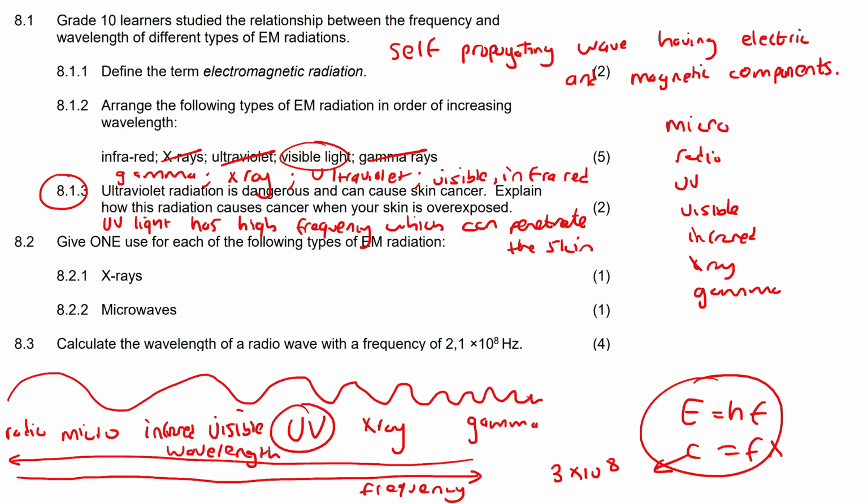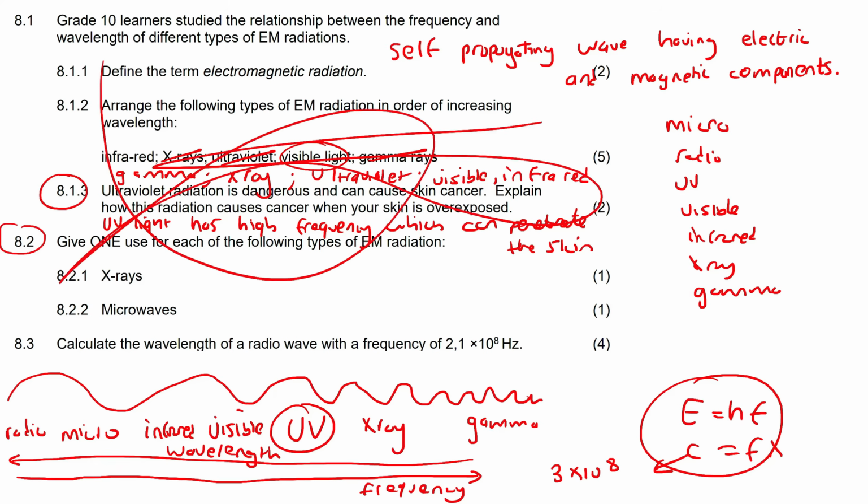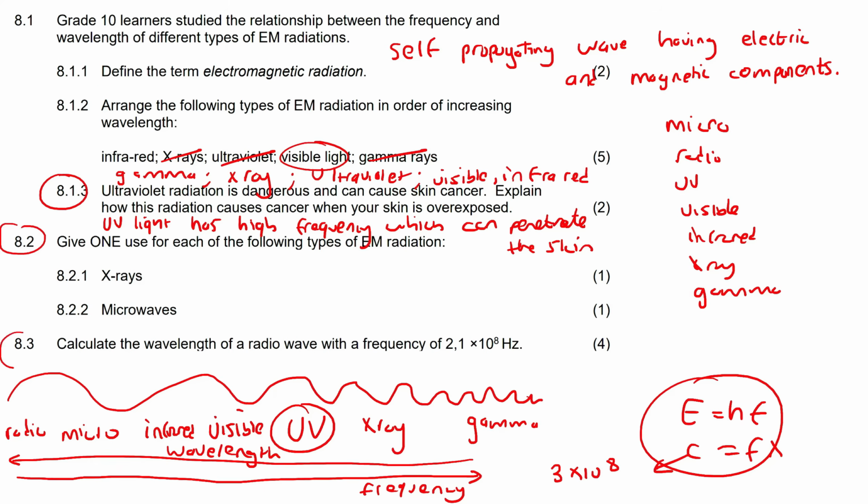Okay, now it says here, give one use for each of the following types of EM radiation. Now, guys, when I was a student, I hated studying these kinds of things. I just wanted to do calculations. I literally hated all of this. Ugh. I still do, to be honest. I actually just want to do these questions. Just give me that calculator, boy.